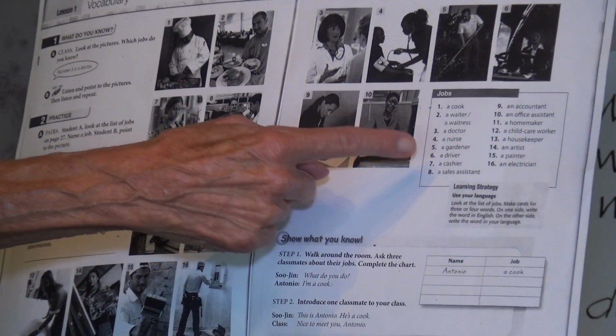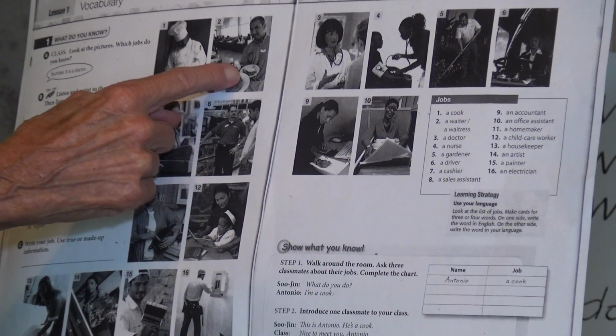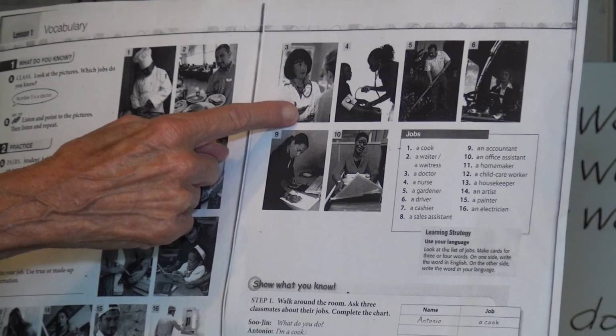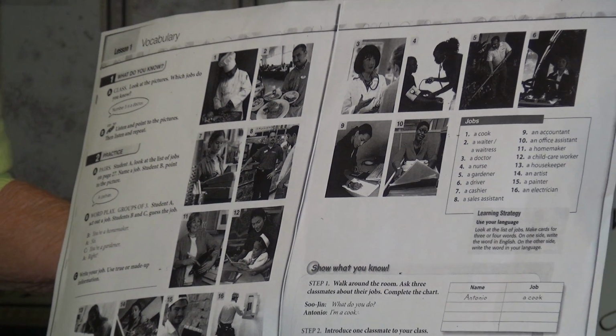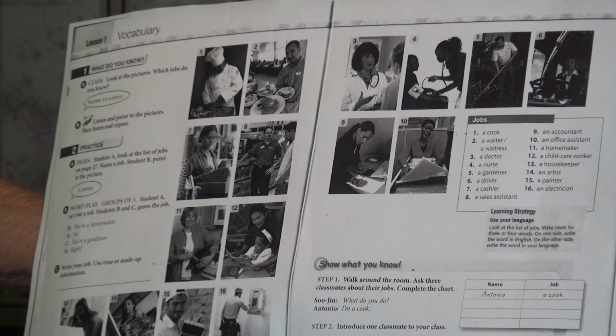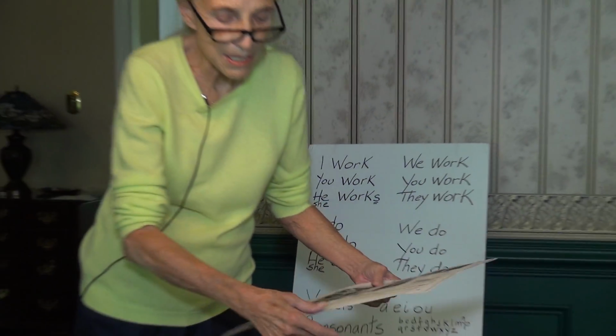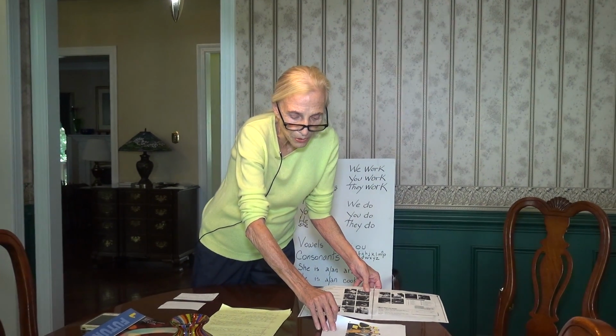Number 1 is a cook. 2, waiter. 3, doctor. 4, nurse. 5, gardener. And 6, driver. And so on. And we would finish that in the class. But since time is against us, we're going to move on.